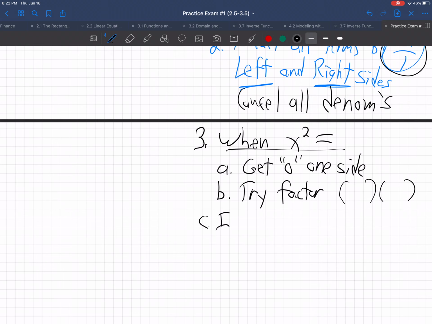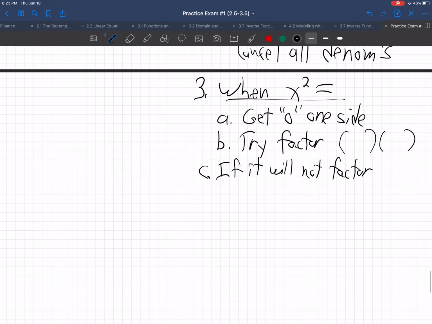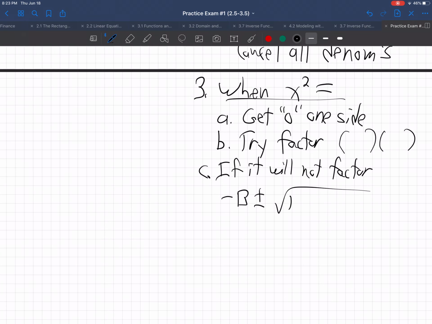And part C, if it will not factor, or if you just can't seem to get it to factor, you can always do the quadratic formula. Negative b plus or minus the square root of b squared minus 4ac all over 2a. So that's how we handle x squared when it shows up.